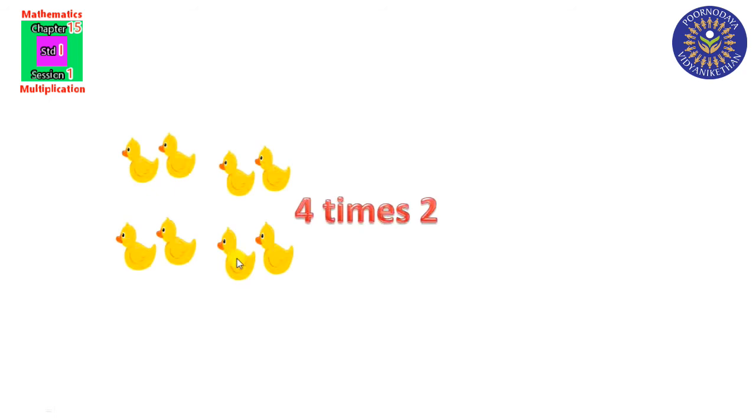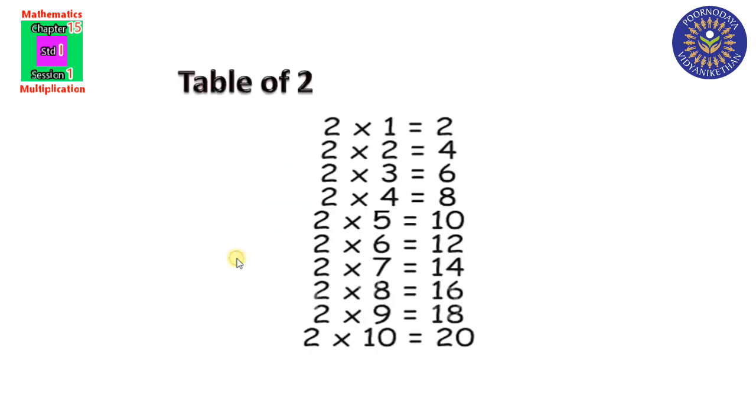That we can write like this. 4 times 2. 4 into 2 is equal to 8. 4 2's are 8. Children, like this we can write the multiplication table of 2. Clear? See here, table of 2. 2 into 1. That means one group of 2 is equal to 2. Again, 2 groups of 2, 4. 3 groups of 2.